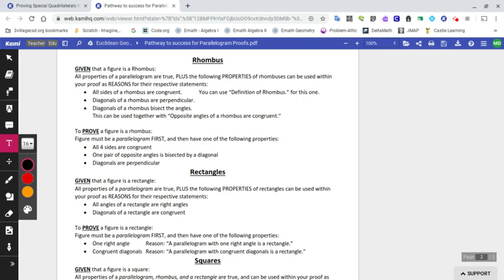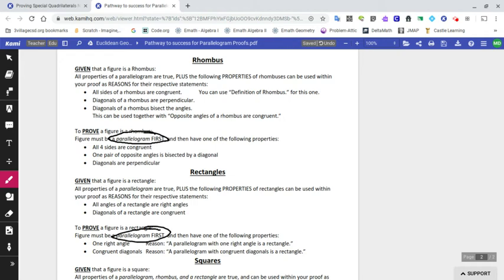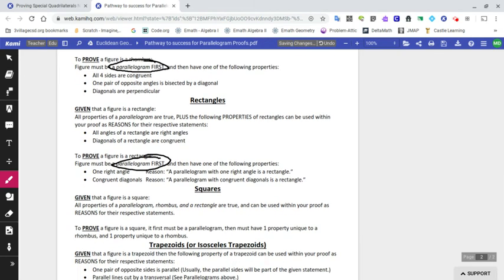Just be aware that for the rhombus and the rectangle and the square, the first thing it has to be is a parallelogram first. For all of these things to be true, they have to be parallelograms first. So if you can't prove that it's a parallelogram, you can't just go directly to these properties. It's got to be a parallelogram first.